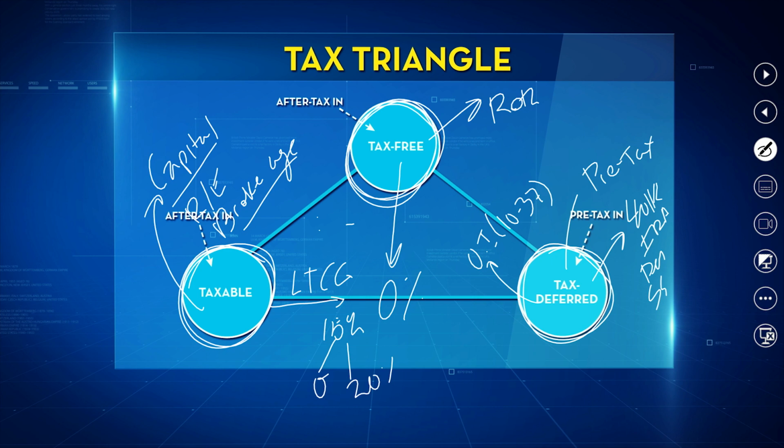The goal here is to get money into each one of these pools. Let's talk a little about why that matters to you and how do you do that. In order to understand how the tax triangle applies to your situation, we first have to learn a little more about taxes. Let's start with our current tax code.